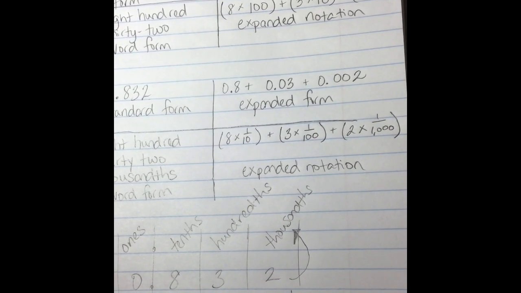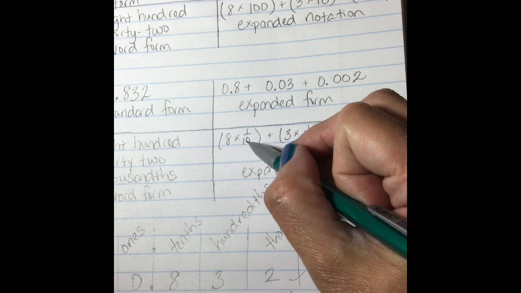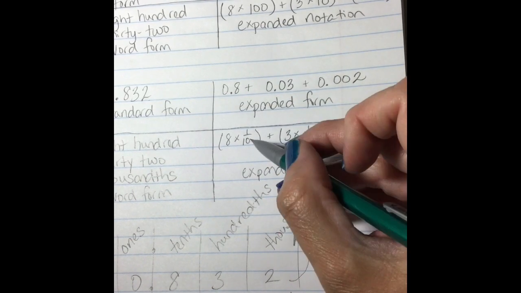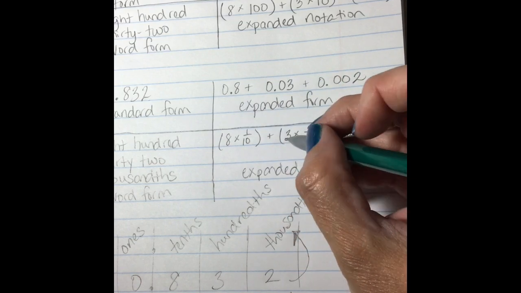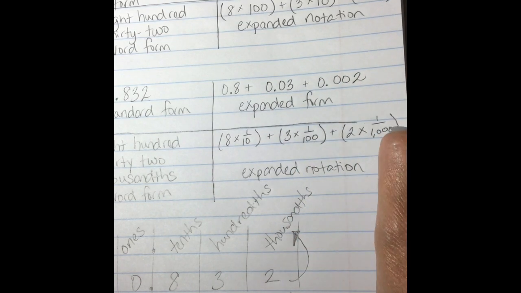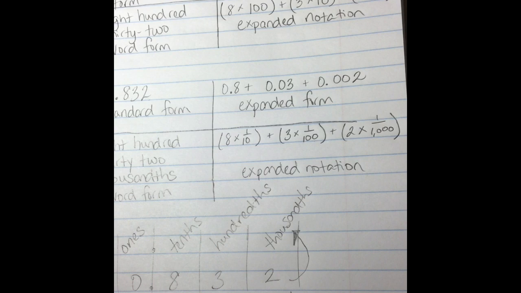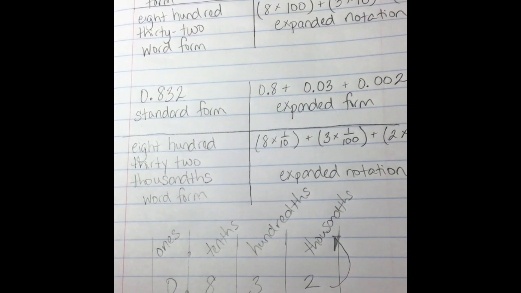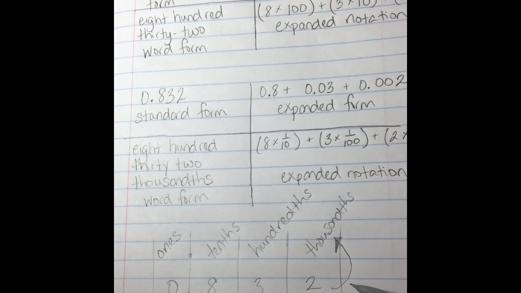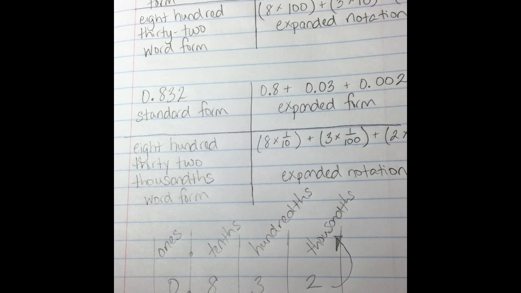So like I said, it's probably the trickiest part. And then the fractions here, 8 times 1/10, 8 tenths, 3 hundredths, 2 thousandths, I think that comes along a little more naturally. But word form, I can definitely see as being tricky. So if you get hung up on the word form, think about your place value chart.